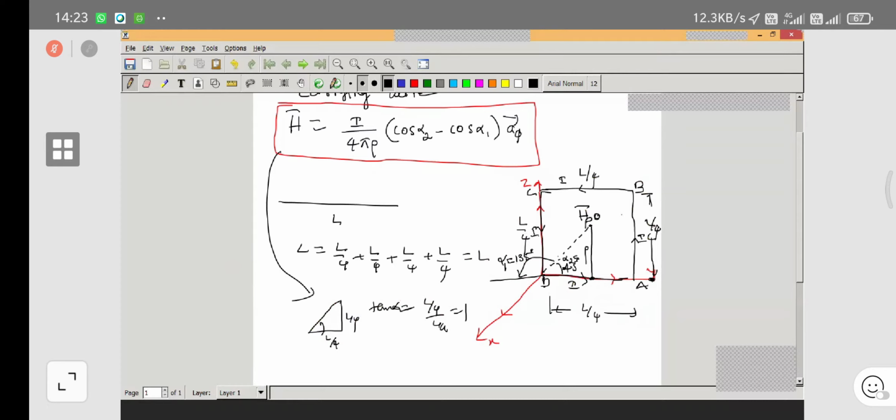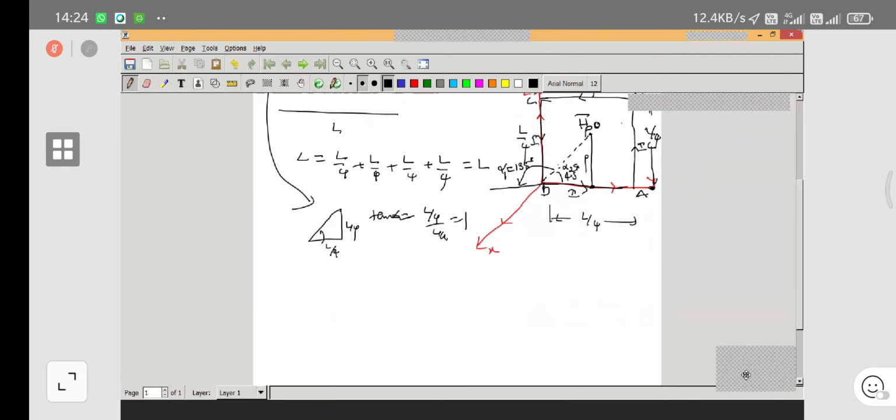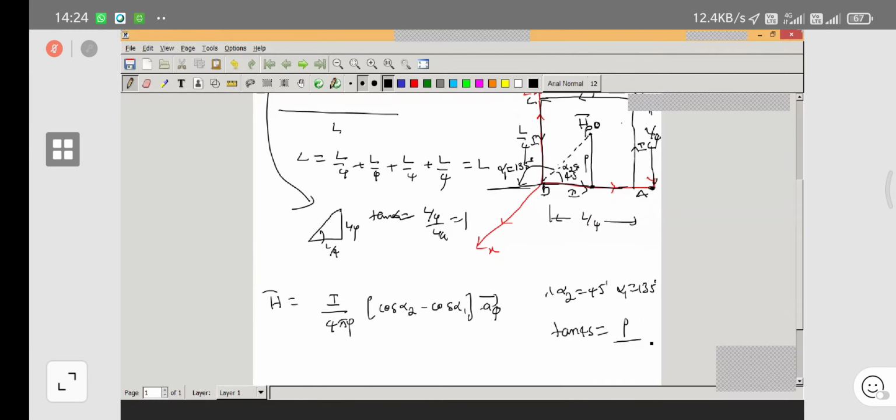What is tan 45? Only we can consider this one. In this one, tan 45 is nothing but this distance rho. Actually, this is the L by 4, and half of that is L by 8. We can divide L by 4 into two sections, L by 8 and L by 8.